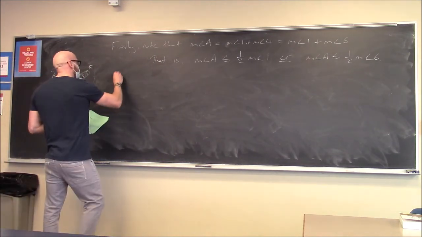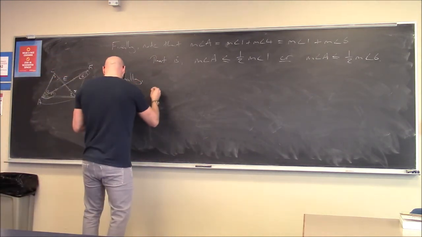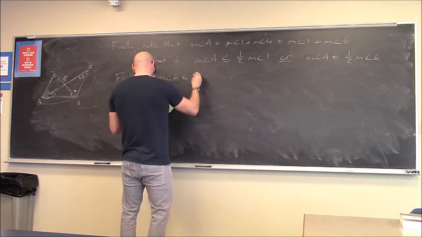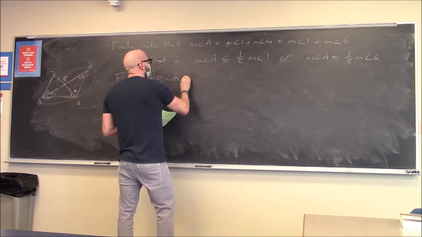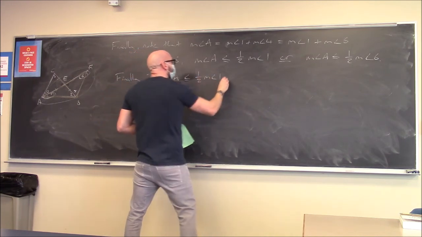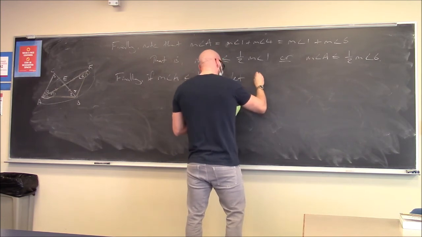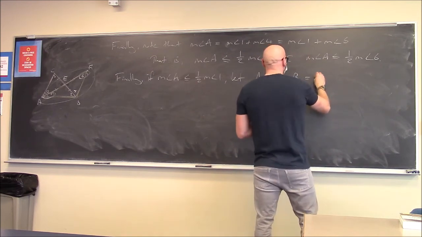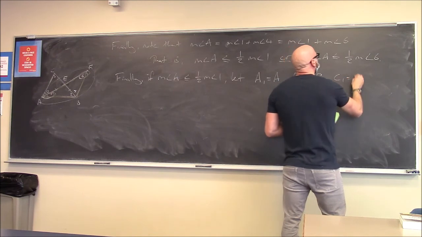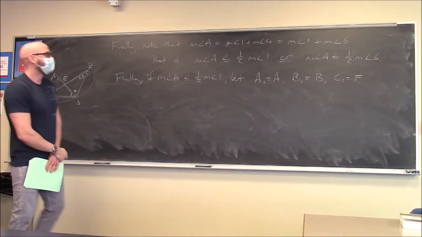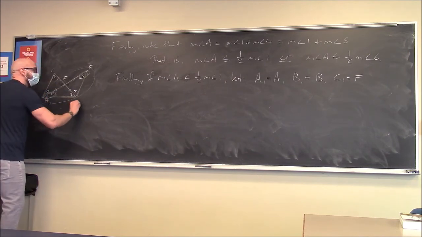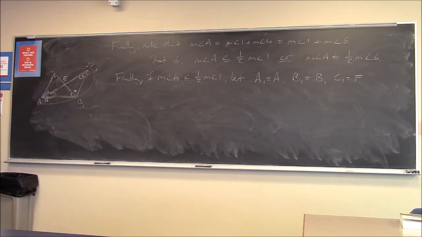So finally, if measure of angle A is less than or equal to, yeah, we'll go with this, 1/2 of measure of angle 1, let A1 be A, B1 be B, and let C1 be F. So if this is the angle that's getting shrunk, I'm going to call that triangle A1, B1, and C1. And then we've built it.